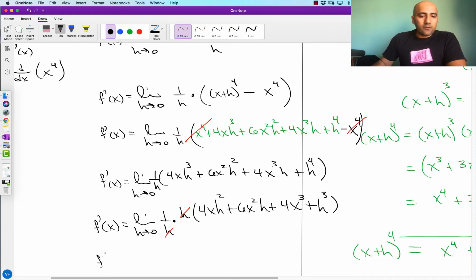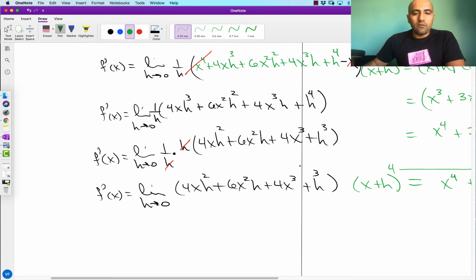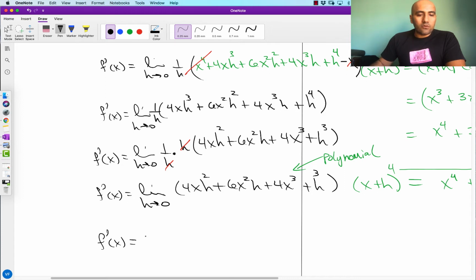And what we're left with is that the derivative then is equal to the limit as h goes to 0 of 4xh squared plus 6x squared h plus 4x cubed plus h cubed. Okay, and the result now is this polynomial. And as we know by now, when we're trying to find the limit of a polynomial, we can just evaluate. Because it's a polynomial, the limit is equal to evaluating it at that point. So that means the derivative is going to be equal to 4x blank squared plus 6x squared blank plus 4x cubed plus blank cubed. And the thing we're going to plug in there is this 0, right? The h gets replaced by a 0.